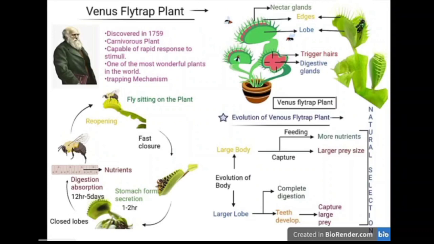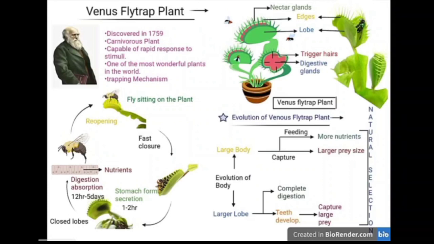They are autotrophs, but some plants also collect their nutrients from insects. That is, the plants are carnivores in nature. Among the wonders of the natural world, some are carnivores in nature. That is, they eat insects or collect their nutrients from insects. The best example is the Venus flytrap plant. Darwin described it as one of the most wonderful plants in the world.